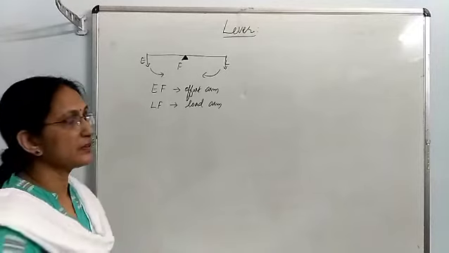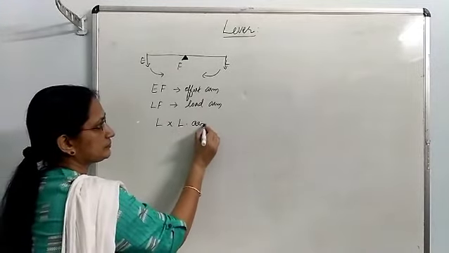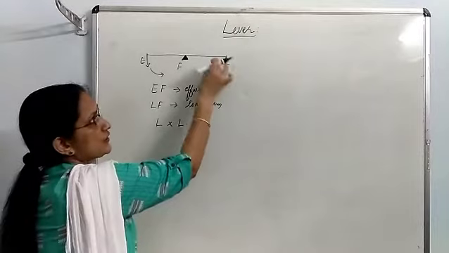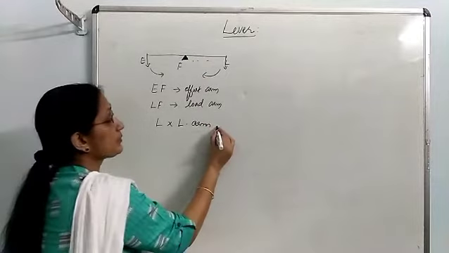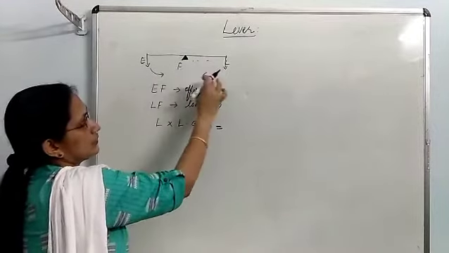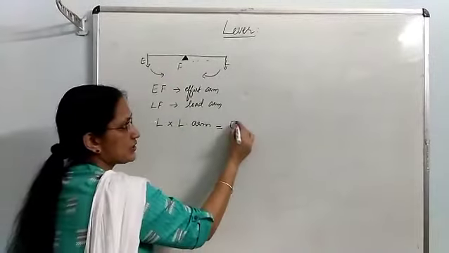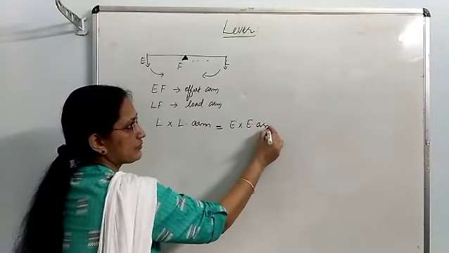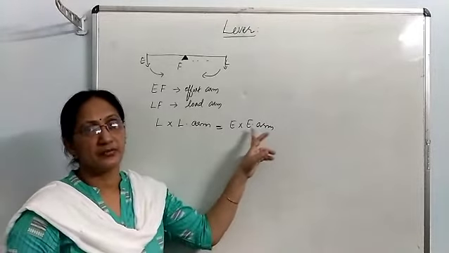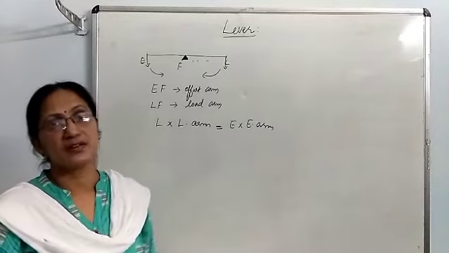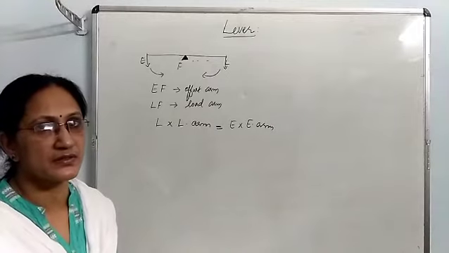So the principle of a lever is, when a lever is in equilibrium, load into load arm, that gives the clockwise moment, force into perpendicular distance, should be equal to the anti-clockwise moment, that is effort into effort arm. So this is the principle of a lever. Load into load arm is equal to effort into effort arm when the lever is in equilibrium. This principle is derived from the principle of moments.